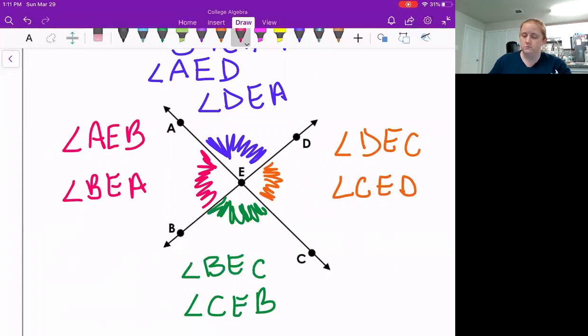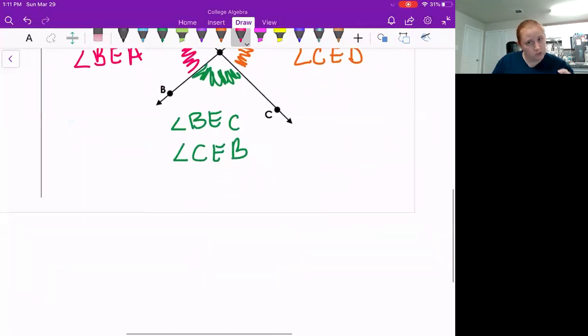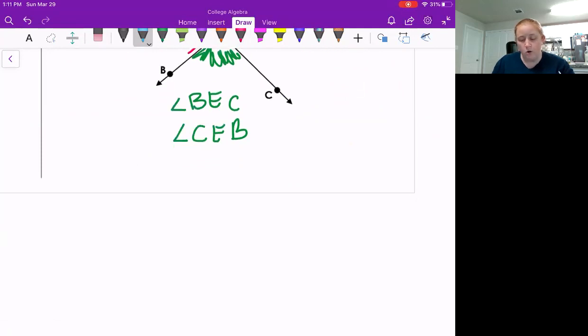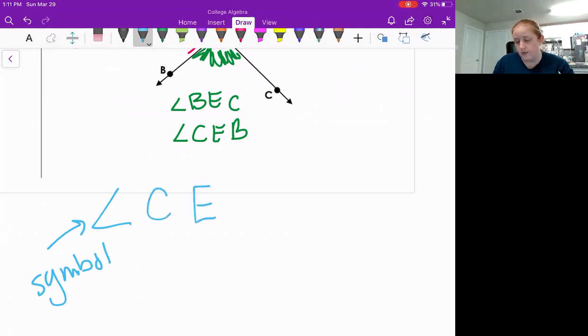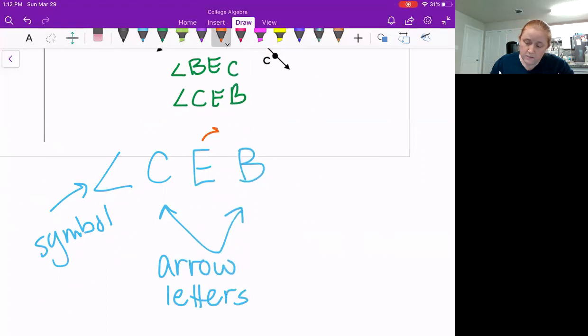So the big thing to remember when naming these angles, especially with three letters, is what each position stands for. No matter what, we have your symbol, which starts it off every time. Using C-E-B as the example, the first and last letters come from the arrows. I like to call those the arrow letters. And then our last one, E, sitting in the middle, is your vertex.